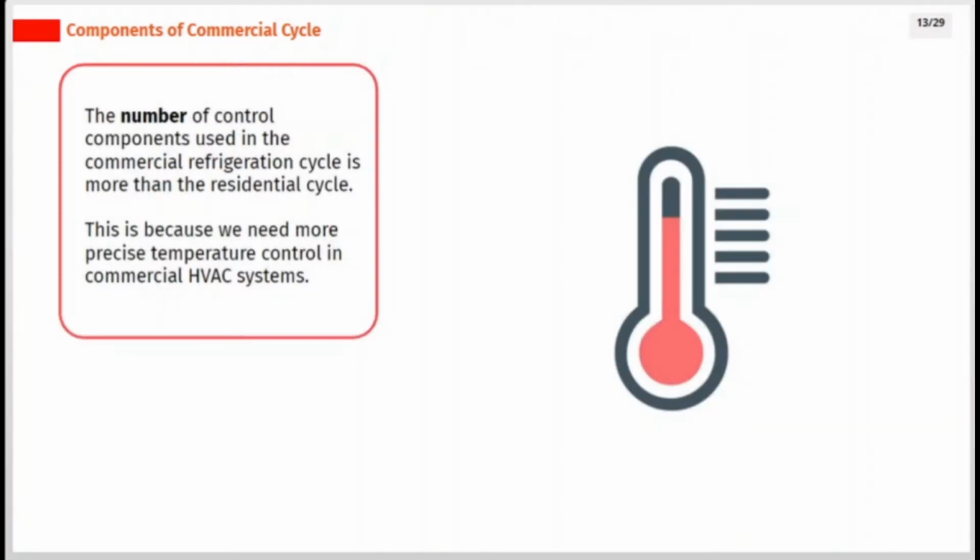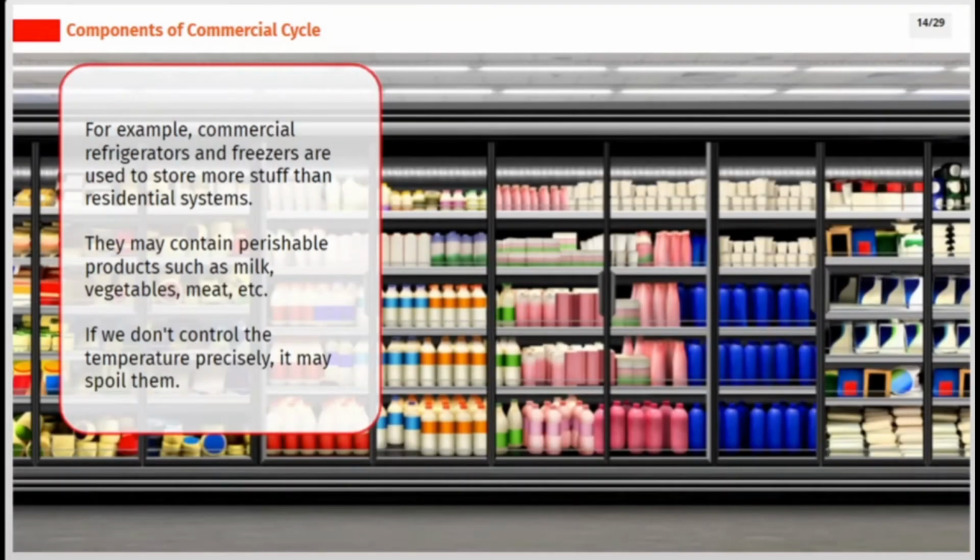The number of control components used in the commercial refrigeration cycle is more than the residential cycle. This is because we need more precise temperature control in commercial HVAC systems. For example, commercial refrigerators and freezers are used to store more stuff than residential systems. They may contain perishable products such as milk, vegetables, meat, etc. If we don't control the temperature precisely, it may spoil them.